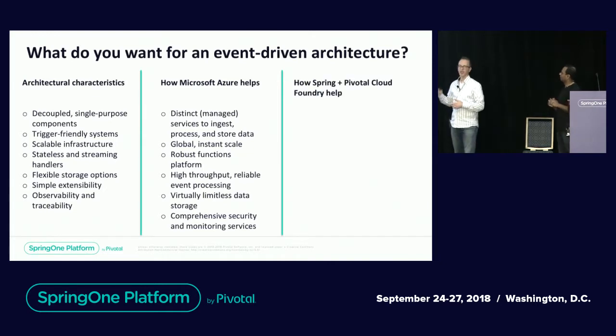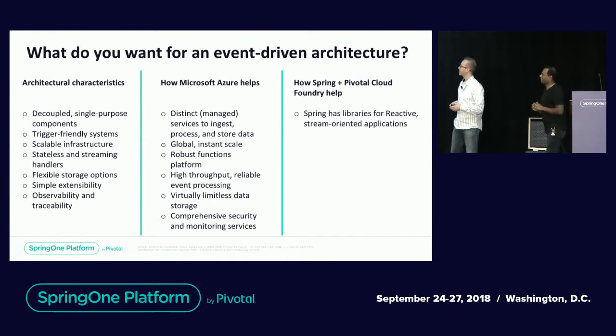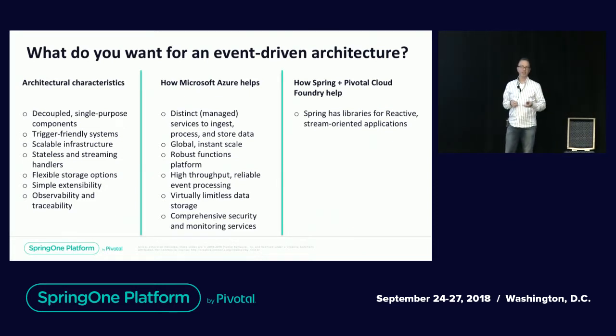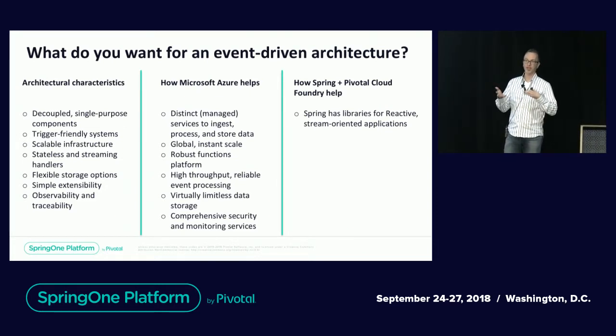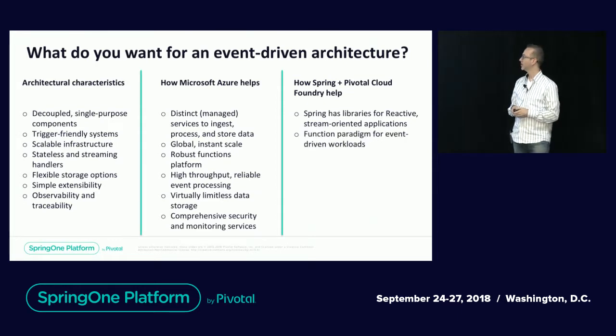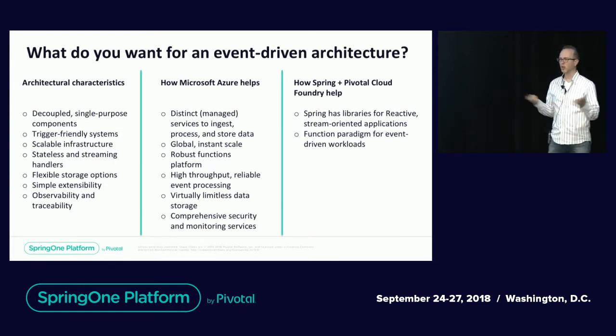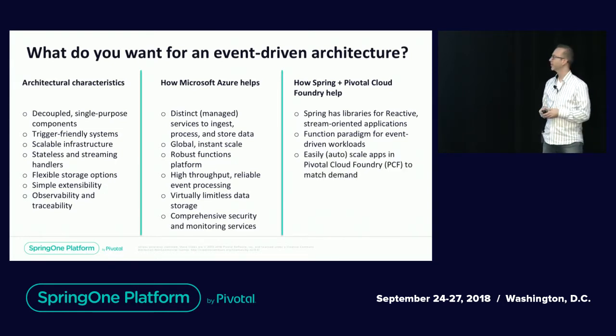And then when you look at how Spring and Cloud Foundry help with these architectures, look, Spring has great libraries for reactive, for stream processing. We saw that today. We're actually going to show off Spring Cloud Stream and how it works with the Azure systems as well. There's obviously a function paradigm you heard today with Knative and Riff and how we bring in this sort of paradigm to all environments, not just the great Azure environments.